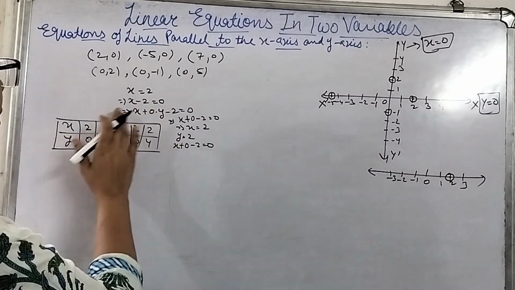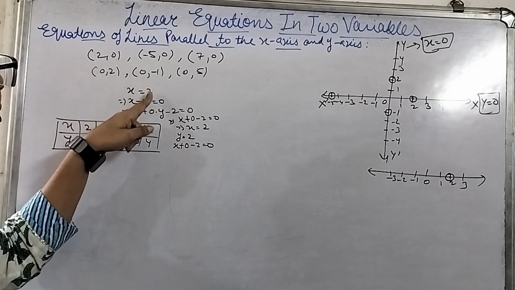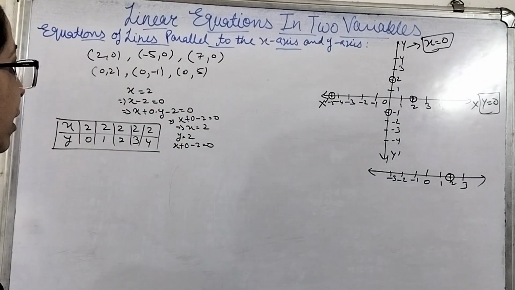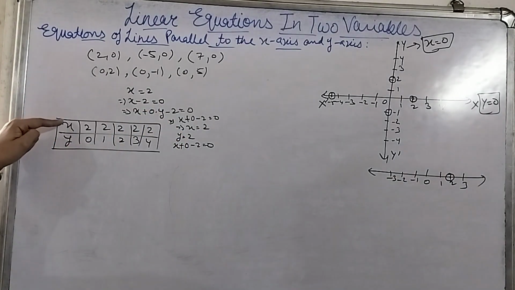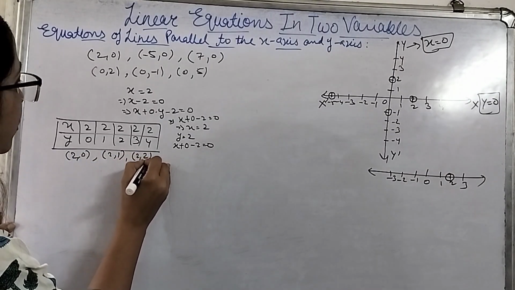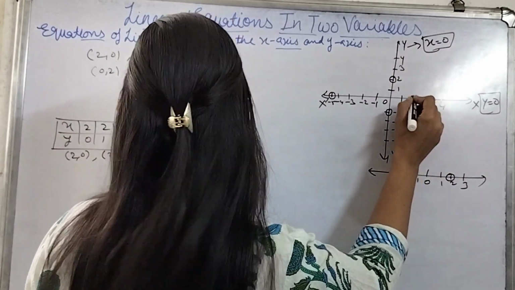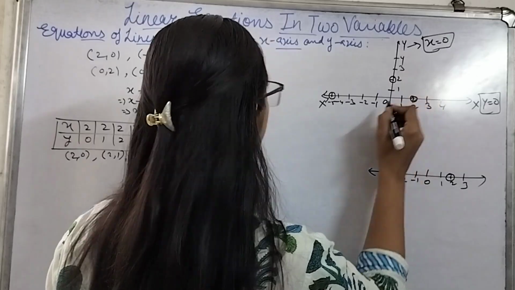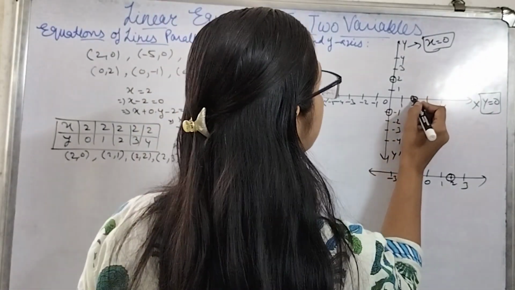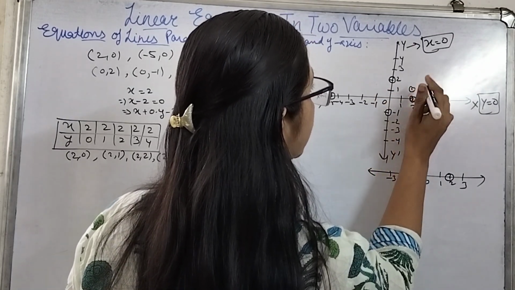Now if we are going to plot the solutions of this equation, x is equivalent to 2, or x plus 0 into y minus 2 equivalent to 0, on the graph, how will its graph be? First we take the coordinates (2, 0), (2, 1), (2, 2), (2, 3). For (2, 0), the x coordinate is 2 and y coordinate is 0, so this is the point. Now the second is (2, 1), x coordinate is 2 and y coordinate is 1. So this is 2 and this is 1, and the point will be x is 2 and y is 1.